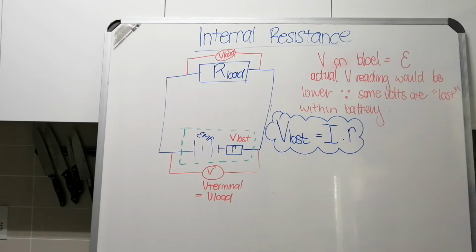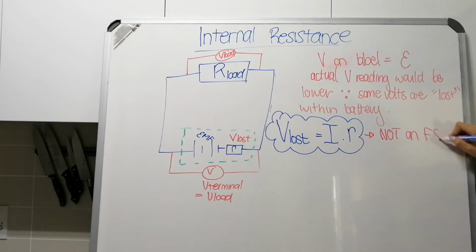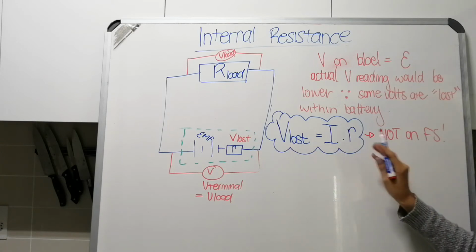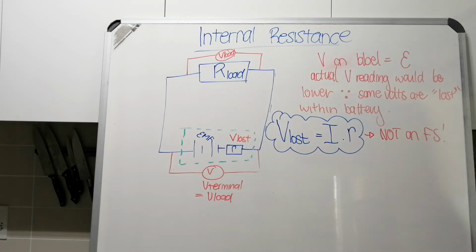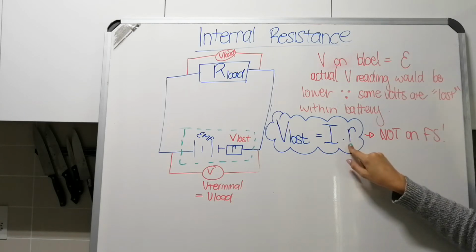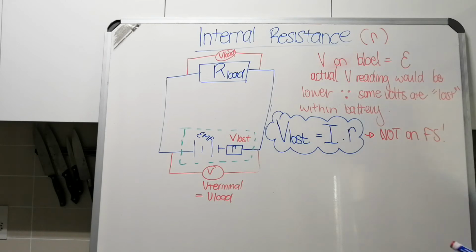If you want to work out the lost volts within a battery, it's current times internal resistance, and this is not on your formula sheet. This is just Ohm's law, V equals IR, but it's Ohm's law applied to your tiny little internal resistor. So not on your formula sheet, you need to remember that. V lost is equal to I times internal resistance. Baby r is internal resistance.